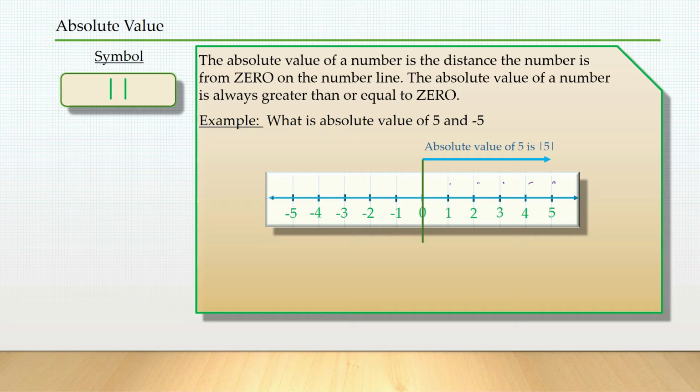Now we have to find the absolute value of -5. You can see that the distance from 0 to -5 is 1, 2, 3, 4, 5 units. It means the absolute value of -5 is 5.